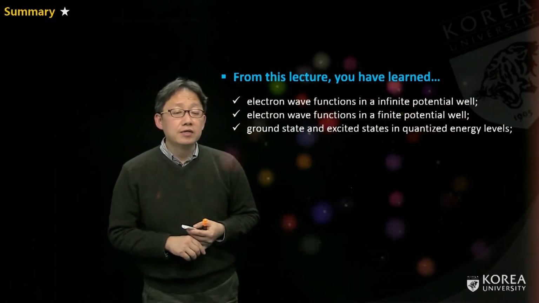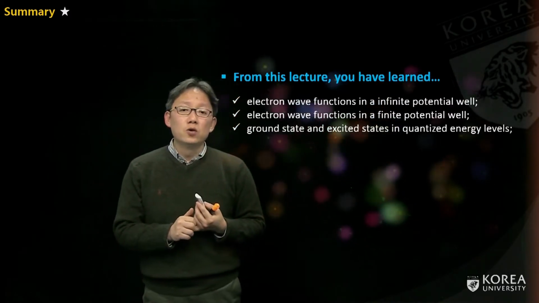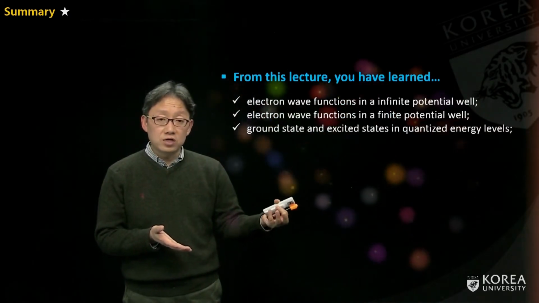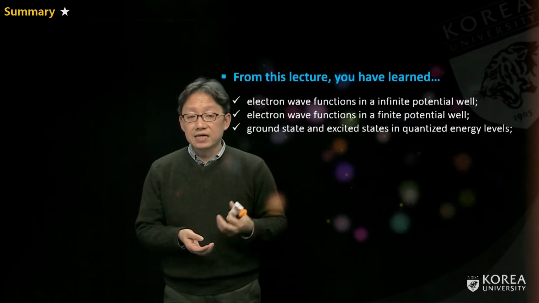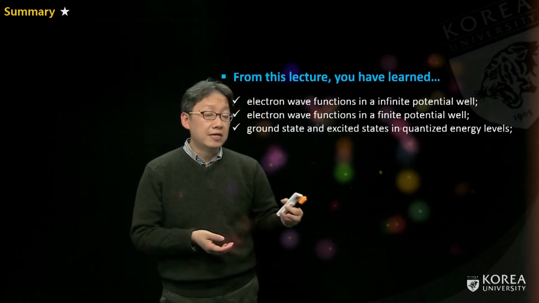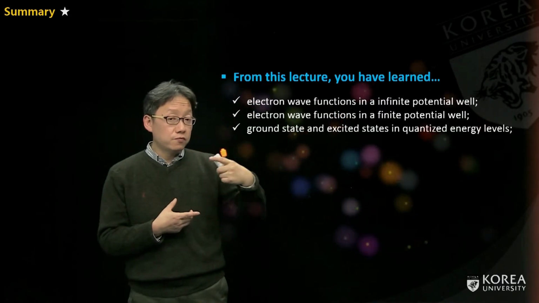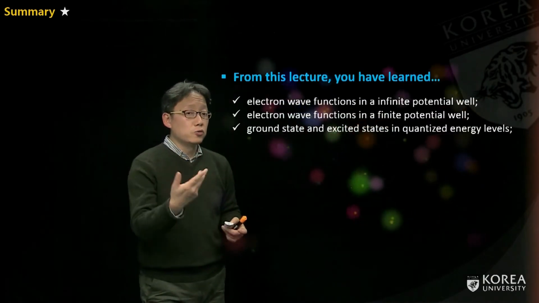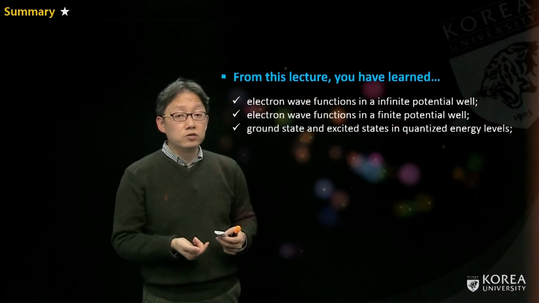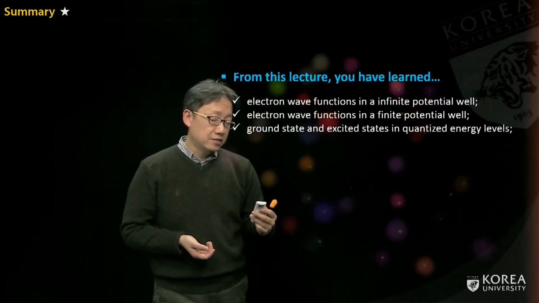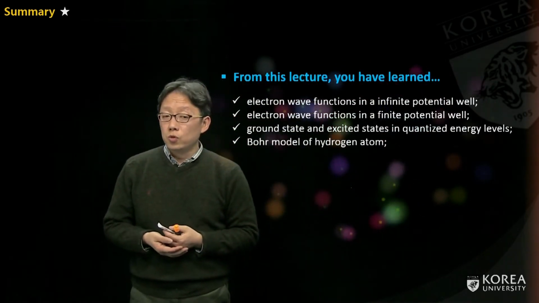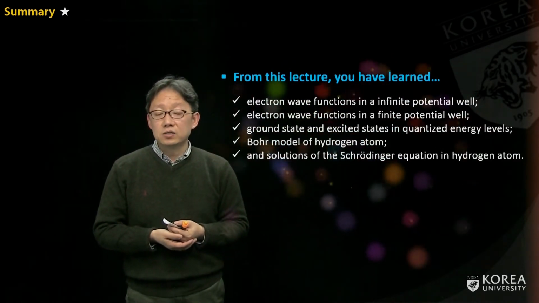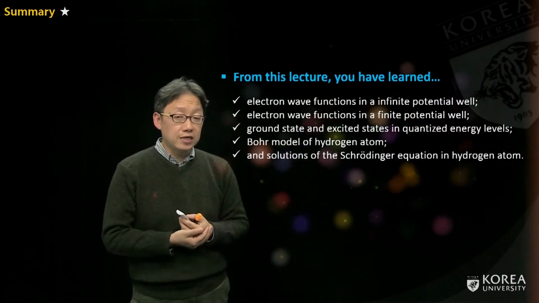Okay, and then we also discussed the ground state, meaning the lowest energy state, or the quantum number being 1. And also we learned that there are excited states which have a quantum number larger than 1. So n equals 2 was the first excited state, and n equals 3 was the second excited state, and so on. Which means that the energy levels in a quantum system are quantized. And finally, we learned the Bohr model of the hydrogen atom, and also we have seen what the exact solutions of Schrödinger's equation in the hydrogen atom look like.